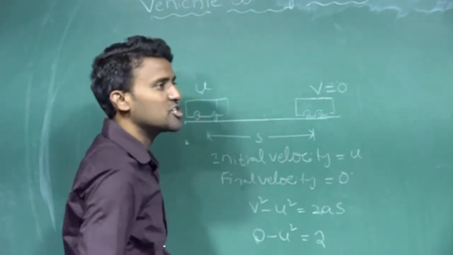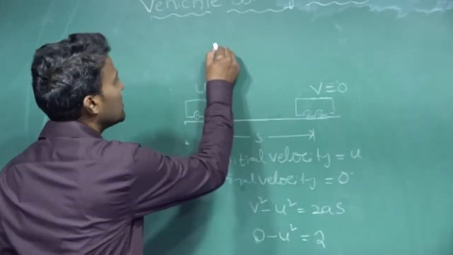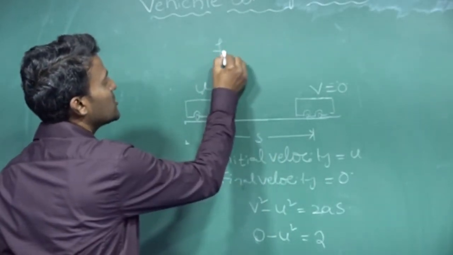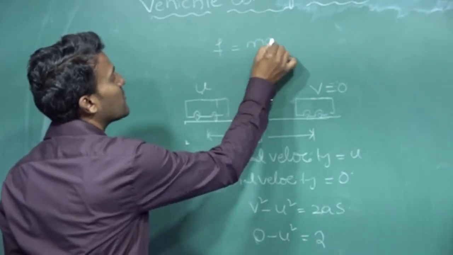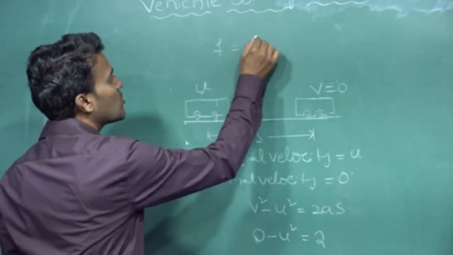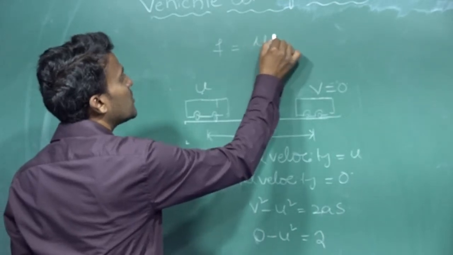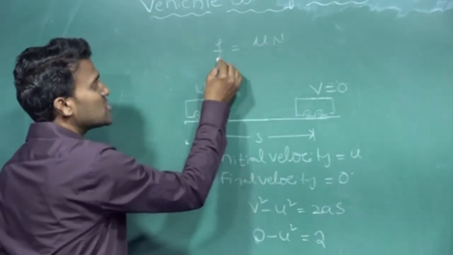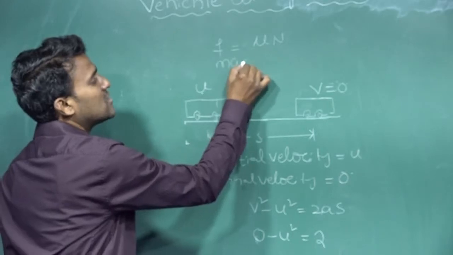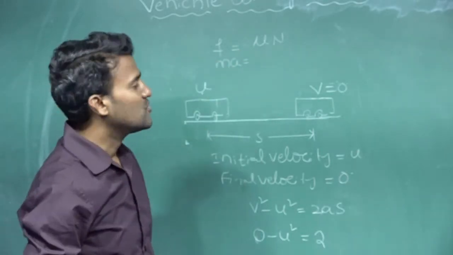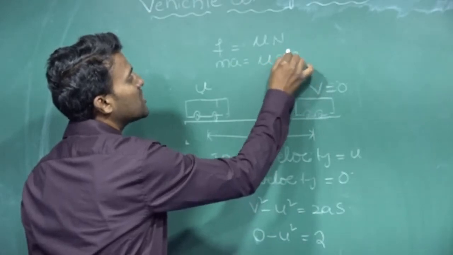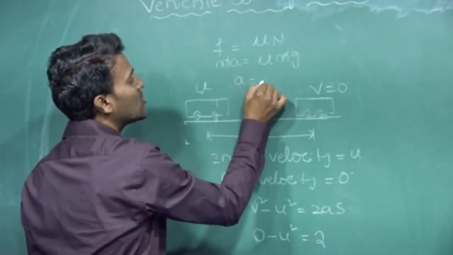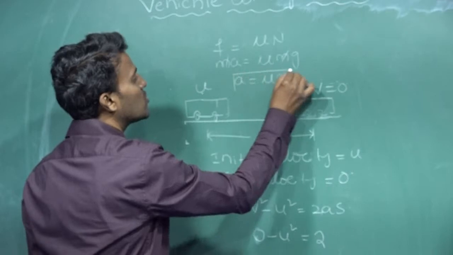What is acceleration? Here we can write: frictional force F is equal to ma. And this frictional force is, you know the formula, mu into n. Frictional force is balanced by Newton's law, F equal to ma. N is equal to, you know very well, mg. The mg gets cancelled, so a equal to mu g.